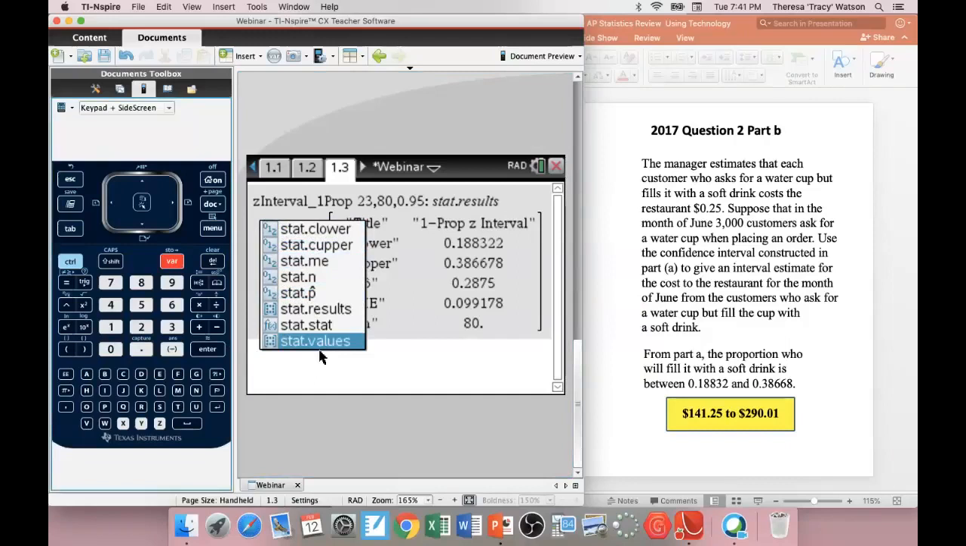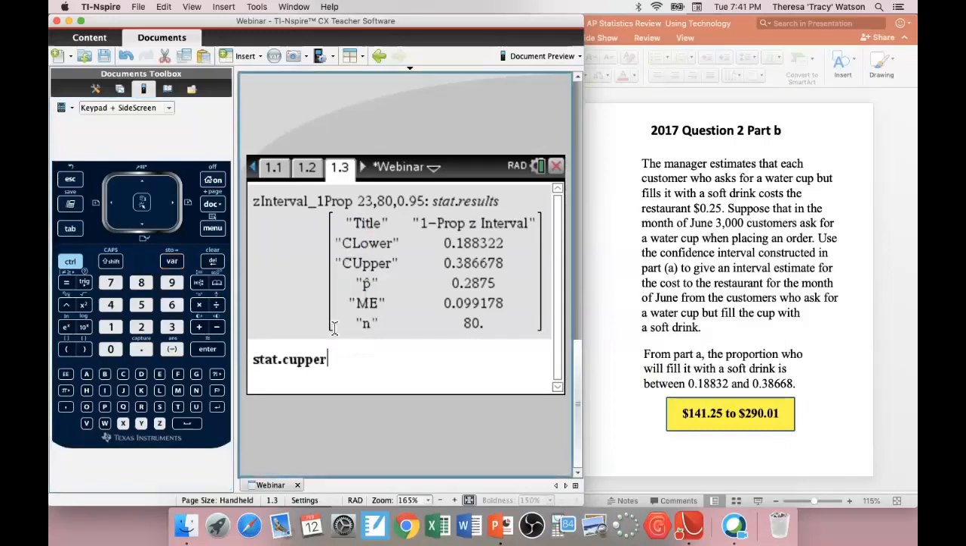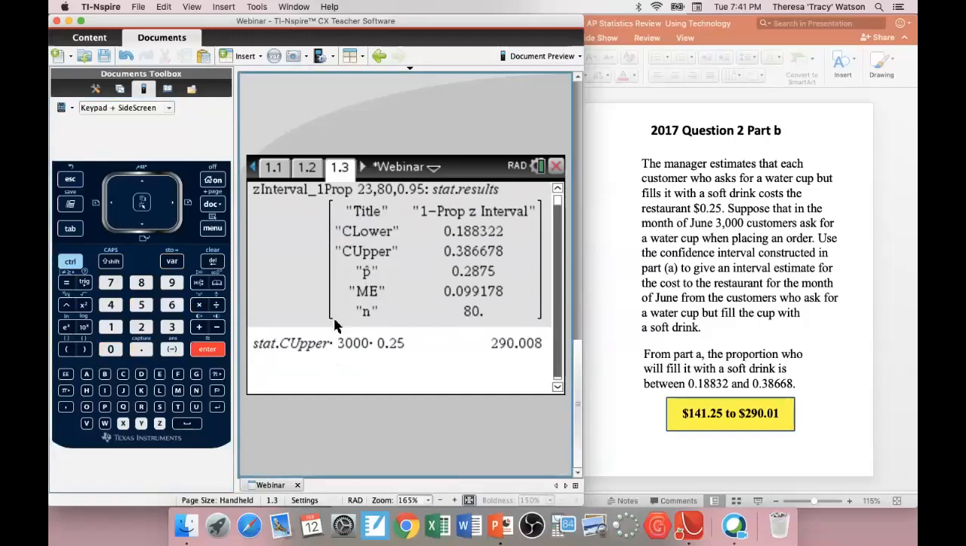If I run another test on the same page, the values will change to the current test. So I'm going to go to stat C lower. That's the lower end of, oops, I did upper. So we're doing upper first, sorry. And to figure out, let's see, it was 3,000 customers and 25 cents. And so I do get the same upper bound, $290 and a penny.